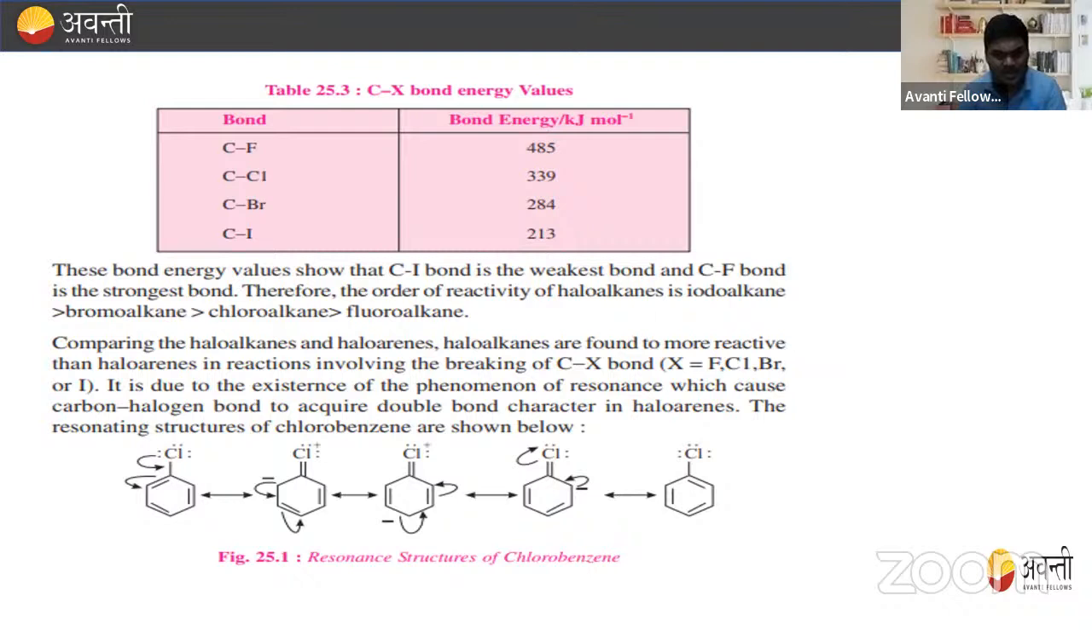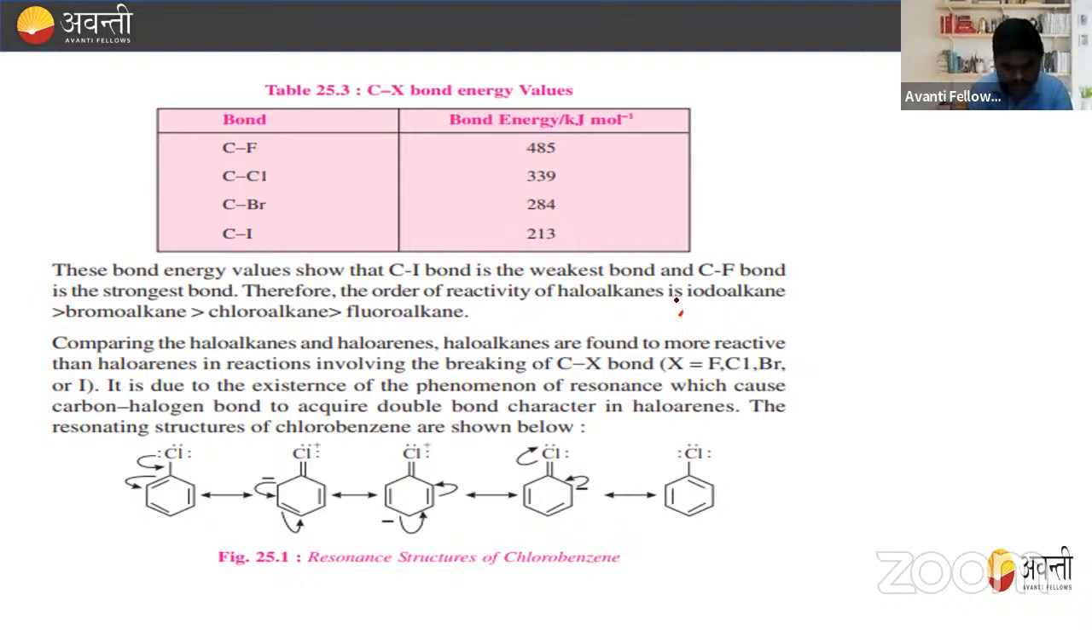So comparing haloalkanes and haloarenes, the haloalkanes are found to be more reactive. This question is also very important: out of haloalkane and haloarene, which one is more reactive and why? Always remember this. Haloalkanes are more reactive than haloarenes in a reaction involving the breaking of the C-X bond, where X is F, Cl. Why? It is due to the phenomenon of resonance, which causes the carbon-halogen bond to acquire double bond character in the haloarene, as we can show in the resonating structures of chlorobenzene.